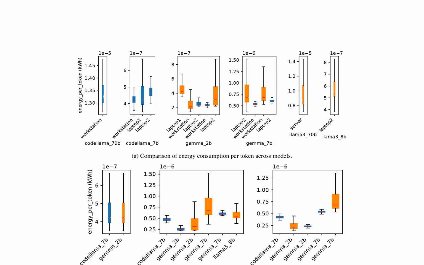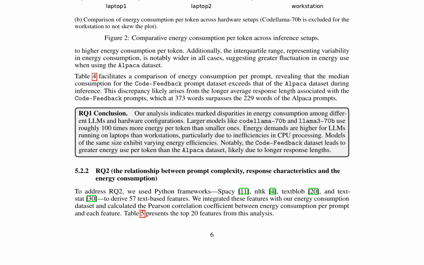Table 5 presents the top 20 features from this analysis, providing insights into the relationship between text complexity and energy consumption. The findings underscore the importance of considering both model size and hardware configurations when optimizing the energy efficiency of LLMs. Moreover, the choice of prompt dataset can significantly impact energy consumption, highlighting the need for careful selection of datasets in energy-conscious applications. The predictive models developed in this study could be instrumental in accurately forecasting the energy consumption of LLMs based on prompt features and response characteristics, ultimately aiding in the development of more sustainable AI systems.